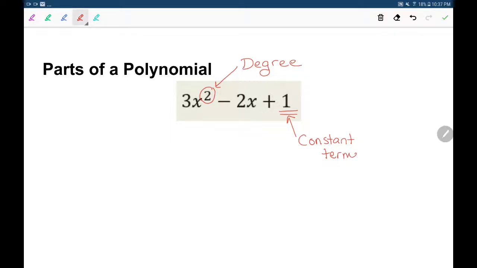And then the other part here to be familiar with as far as vocabulary goes is this 3, the one that's out in front of the first term. This is called the leading coefficient. Coefficient you guys have seen before, it's the number attached to a variable. In this case, the leading coefficient's kind of like the line leader from elementary school. When your polynomial is written so that the highest power, or the degree, is first, the leading coefficient will be the first number out in front of the polynomial.